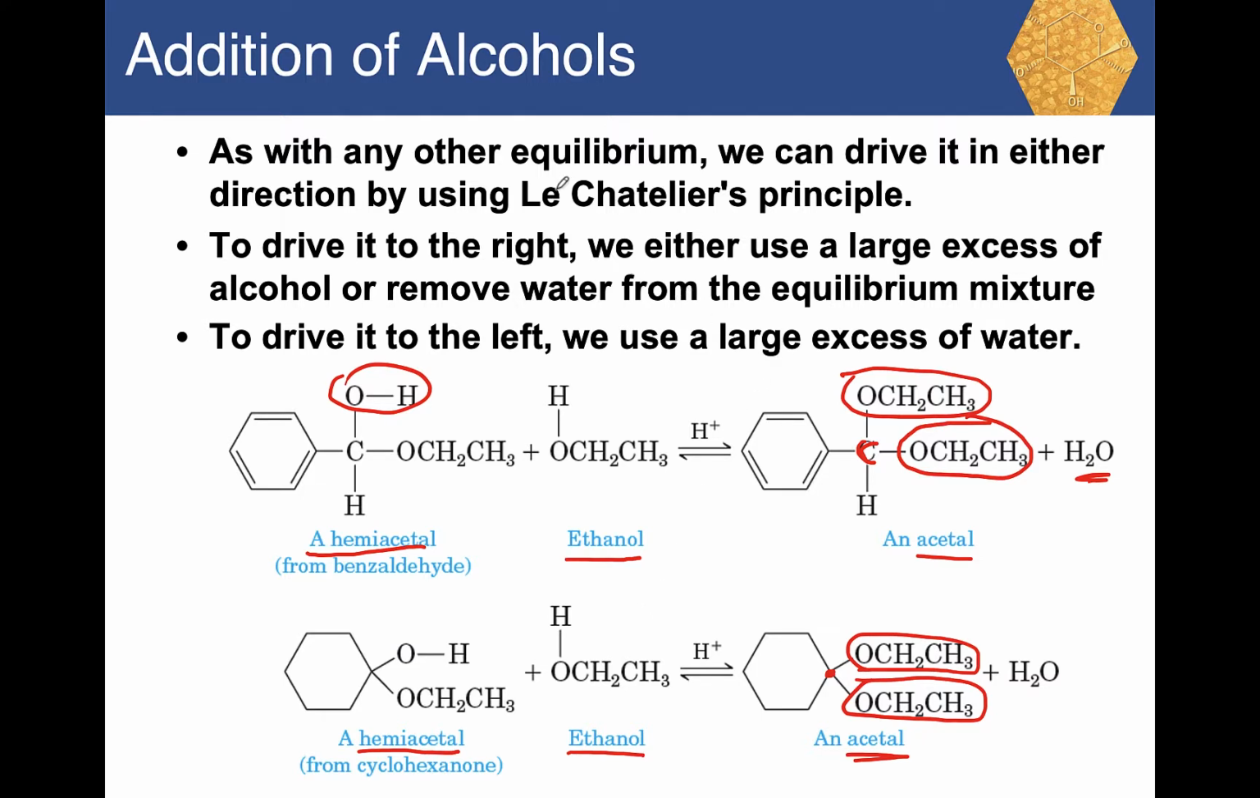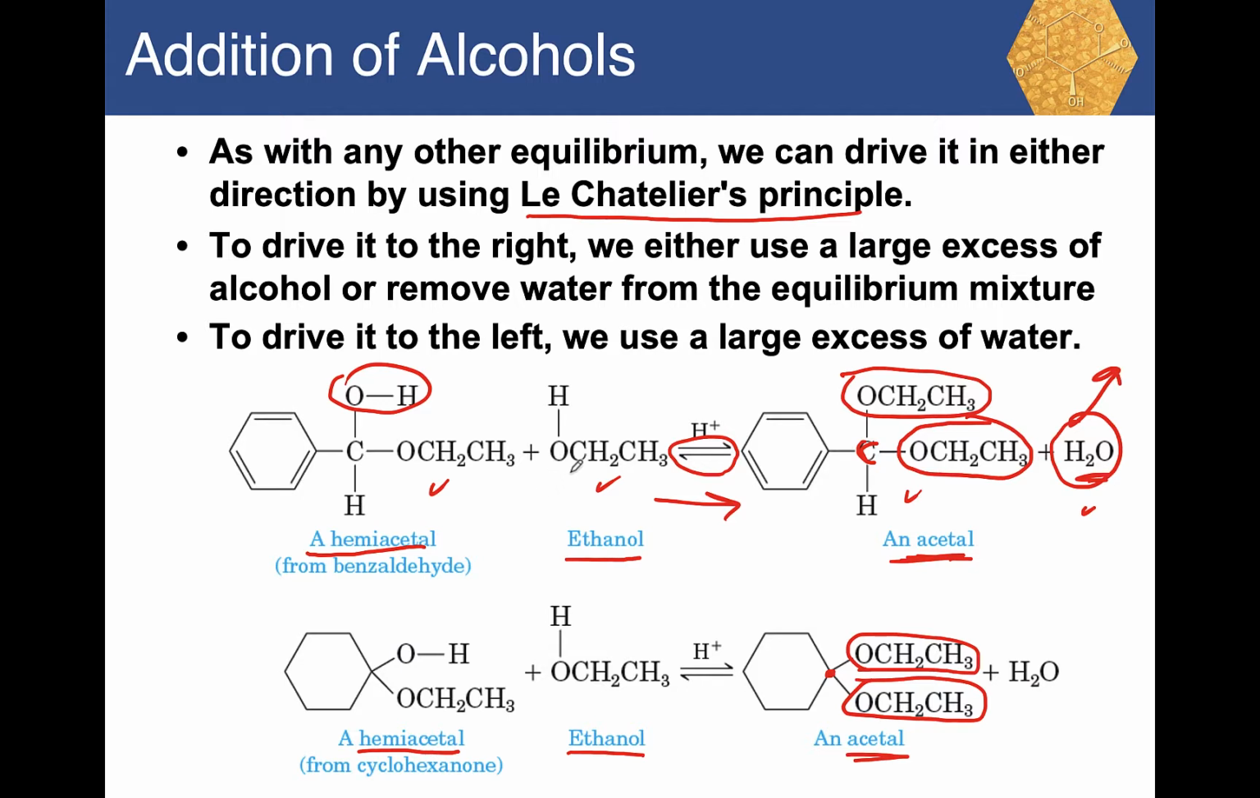Here's a concept you learned in general chemistry, Le Chatelier's principle. If you have an equilibrium, as shown here by this double arrow, that means all of these molecules exist in equilibrium. So if you have a beaker, you will have all four molecules in that beaker. But if you wanted to get this as the product, you can shift the equilibrium by taking this out. If you evaporate off the water, the equilibrium will shift to give you a lot of acetal from the reactants here.